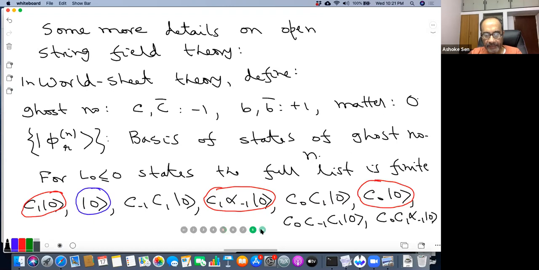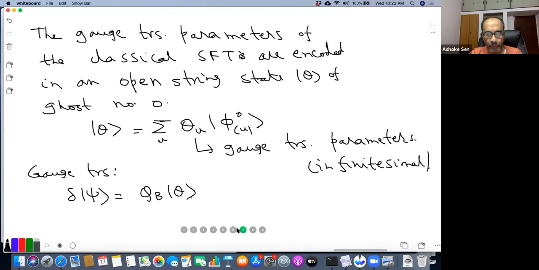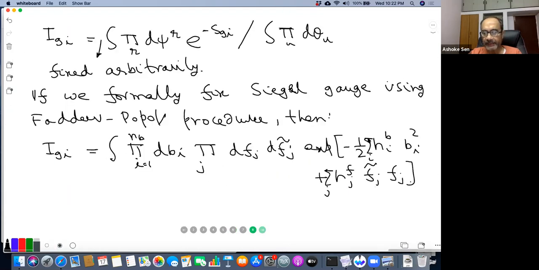So in that case, in the Siegel gauge, first of all, what happens is that this QB, which appeared in the kinetic term, just becomes C0 L0. So this kinetic operator just reduces to the L0 eigenvalue, and that's what explains why this coefficient is HIB. This is just an L0 eigenvalue, right? So the kinetic operator just becomes minus half HIB BI square.